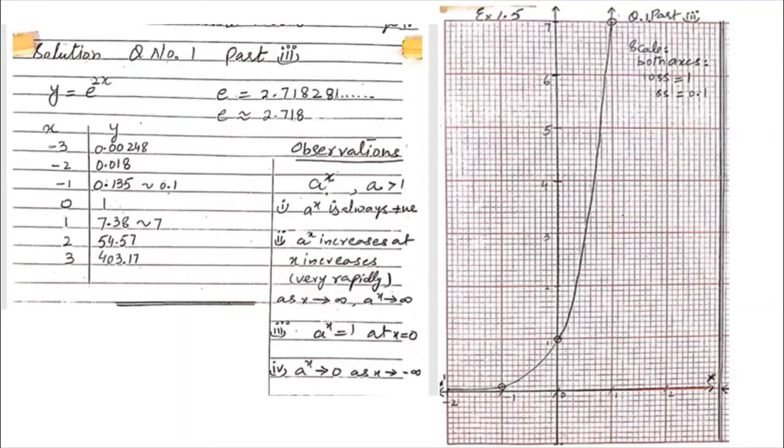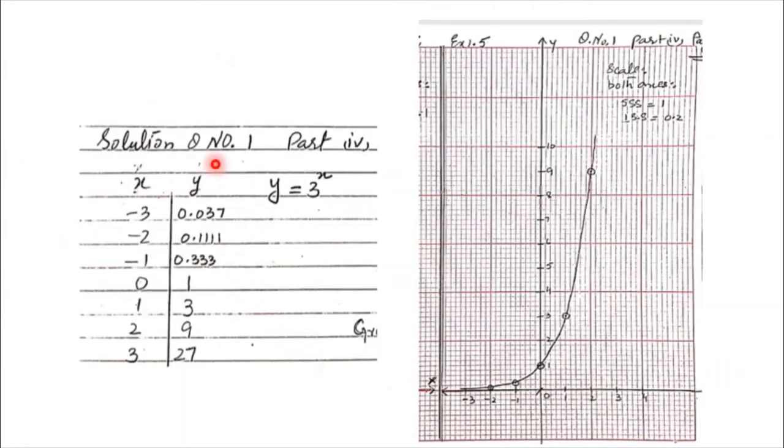Now let's get to the next question. It is again an exponential function, y equals 3 to the power x. To make the data table, I have taken the values x equals to -3, -2, -1, 0, 1, 2, and 3. Just put x equals to -3 here, -2 here, -1 here, and so on, and you will get these values of y.